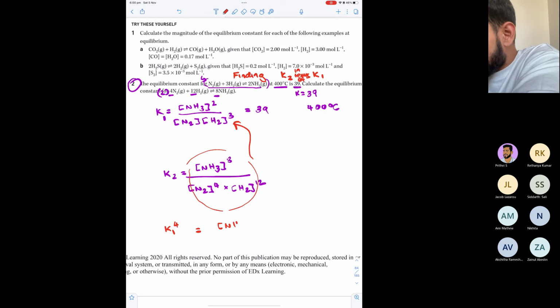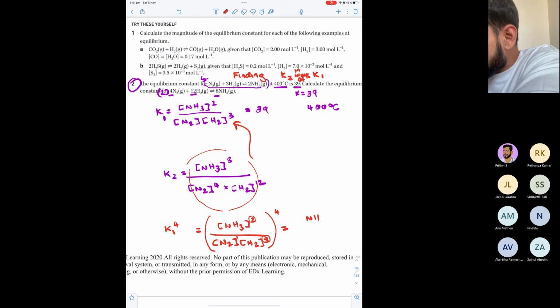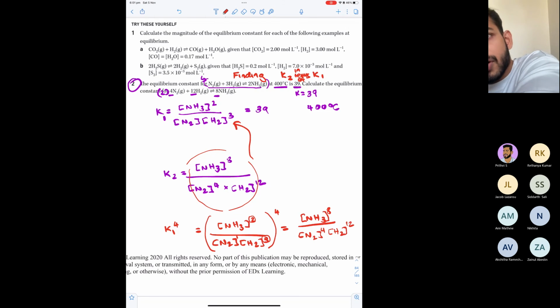That would be equal to ammonia squared, nitrogen, hydrogen. I'm just writing K1 again, and then I'm raising everything to the power of 4. So all these powers get multiplied. Does that make sense? That will give me ammonia to the power of 8, nitrogen to the power of 4, and hydrogen to the power of 12. Does everyone agree? So therefore, I know K1 to the power of 4 is equal to K2.